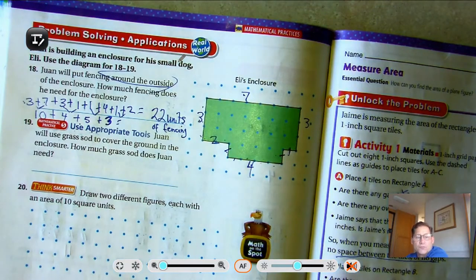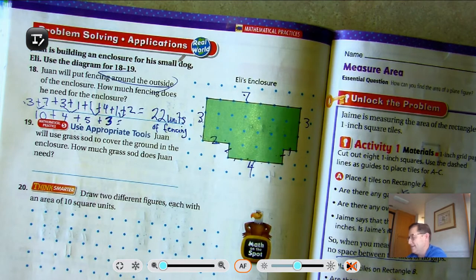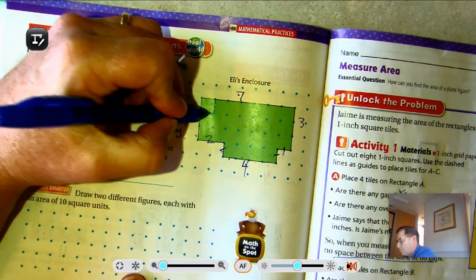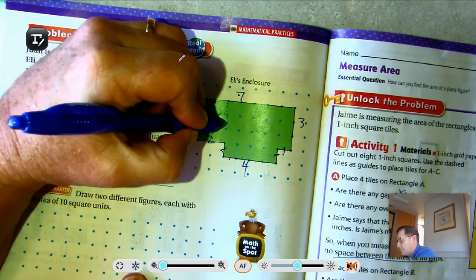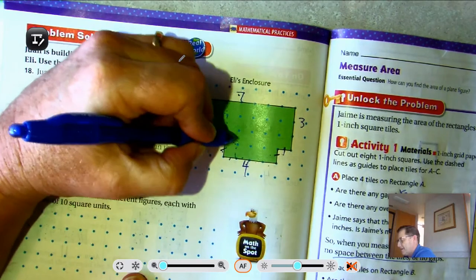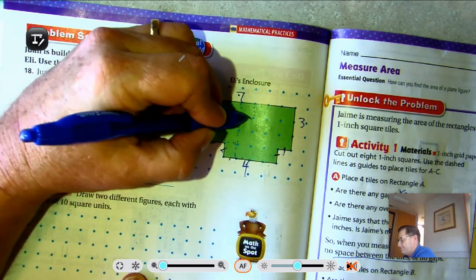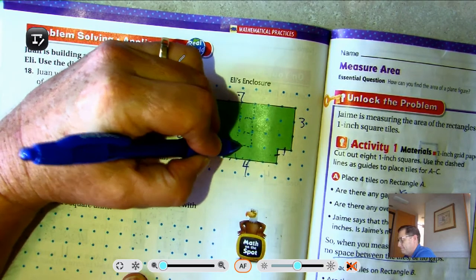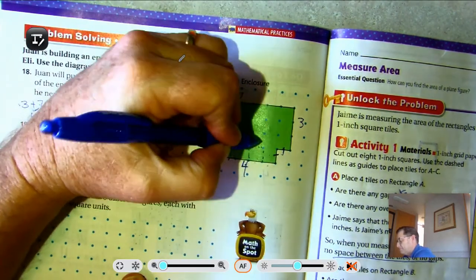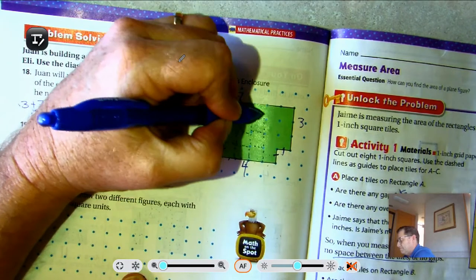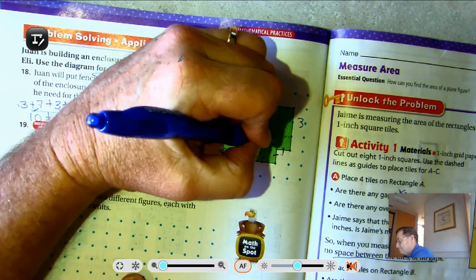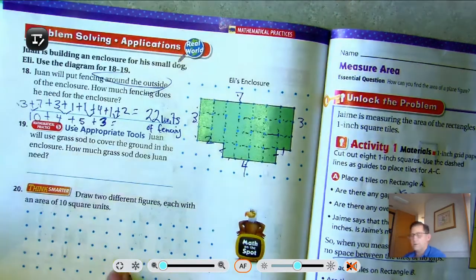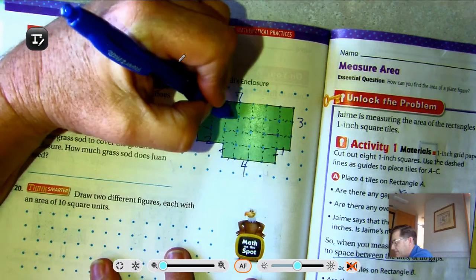All right, now Juan will use grass sod to cover the ground in the enclosure. How much grass sod does Juan need? Okay, so here we want to fill the whole enclosure with grass. So we have to find the area. Okay, oh, I didn't connect these two.